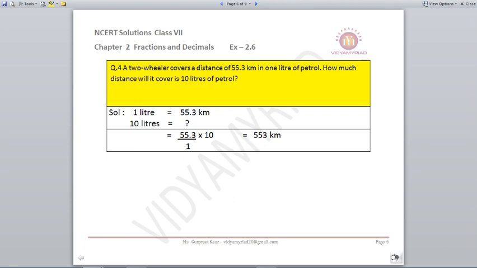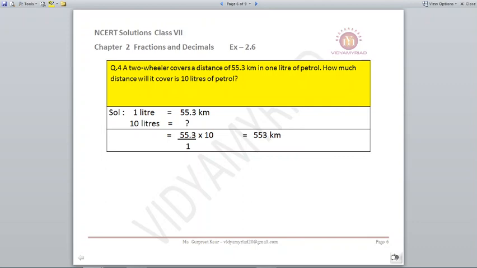Question number 4. A two-wheeler covers a distance of 55.3 kilometers in 1 liter of petrol. How much distance will it cover in 10 liters of petrol? So what does it mean? For 1 liter they are telling how many kilometers? 55.3 kilometers. Now how many liters do I have? 10 liters. So will the kilometers be more or less? It will be definitely more.